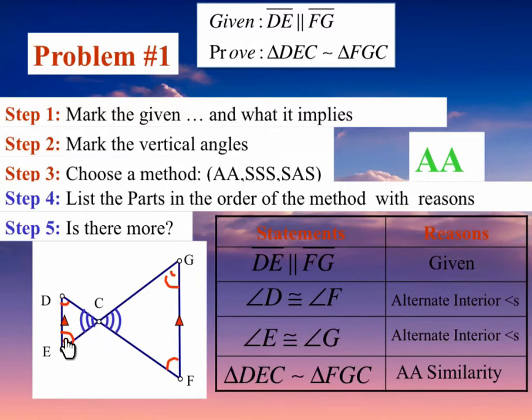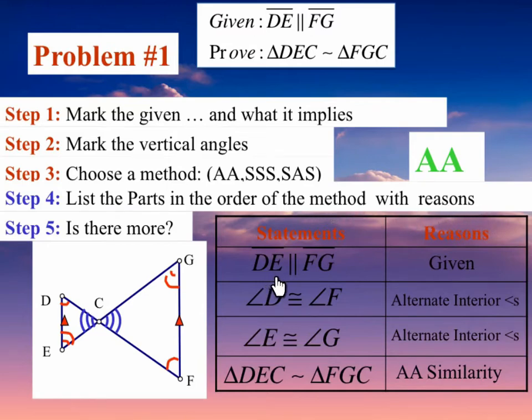Those are the vertical angles and also the angle pairs. Remember the 2 parallel lines and the transversal? Okay, there's one here and one here. Now we're going to mark the vertical angles, which we did. And then we're going to choose a method. I think angle is the best to use for this because we cannot see that any sides are proportional to each other. Then we're going to list the parts and order the method with reasons.